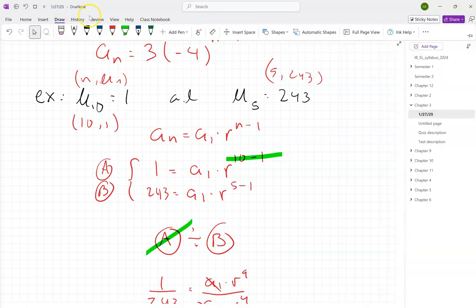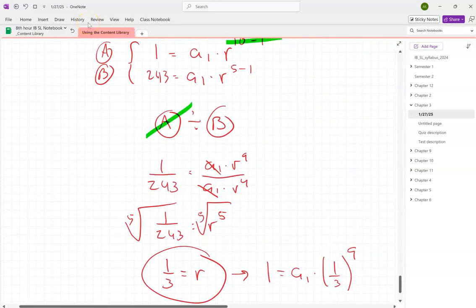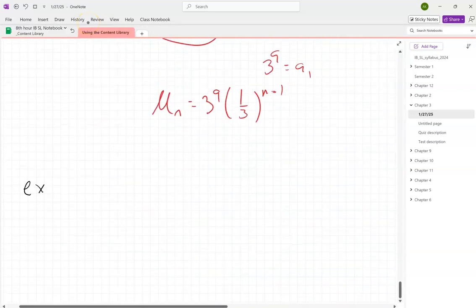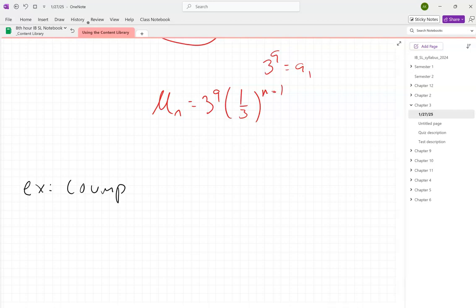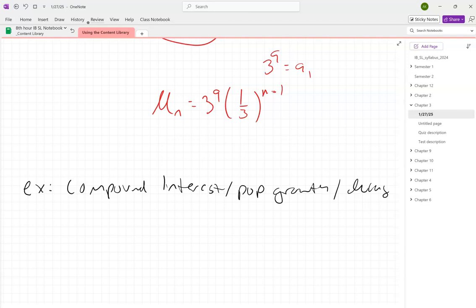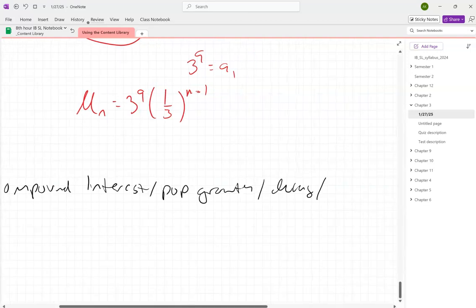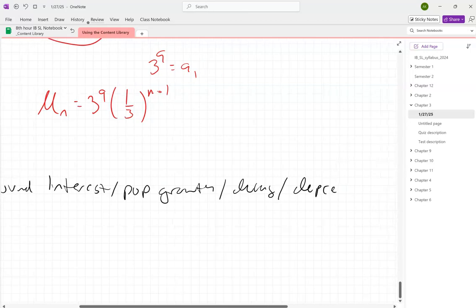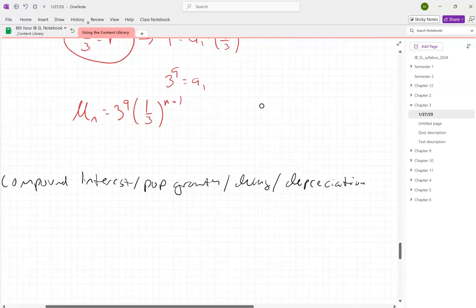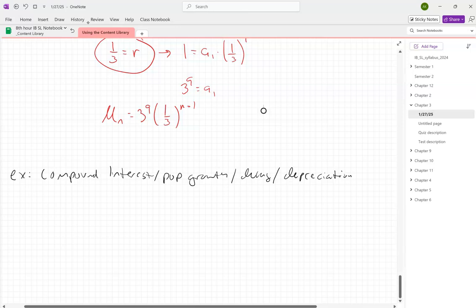The other thing that they're going to do here with the geometric is compound interest, or population growth, some kind of decay, maybe radioactive decay or population decay, or depreciation, like some asset is depreciating. All of these things are going to be geometric sequence problems. So all of those kinds of problems could be geometric.